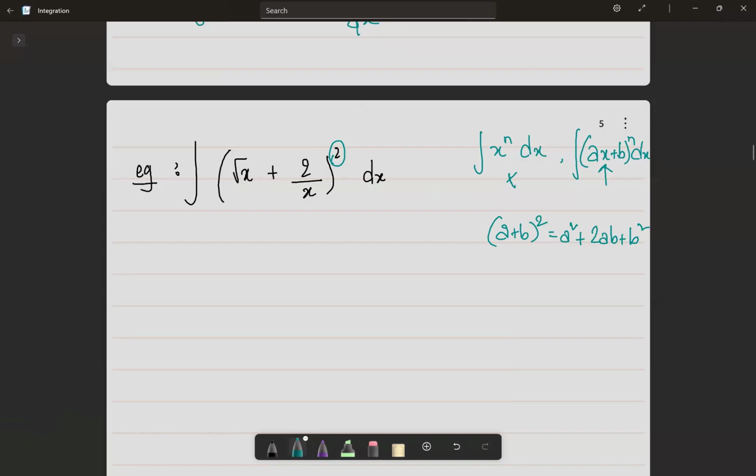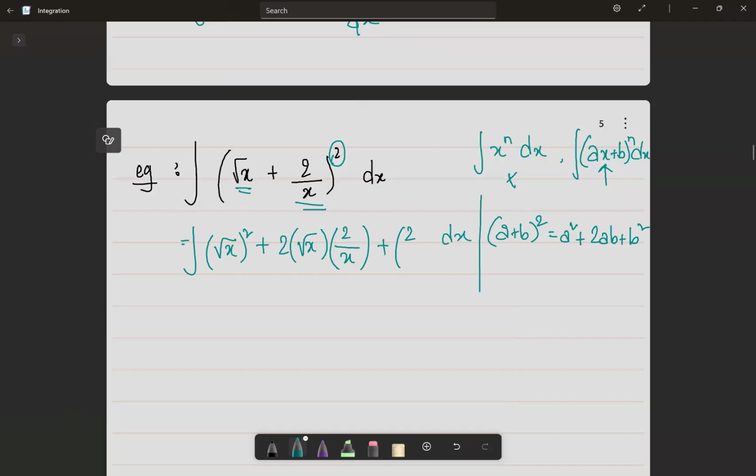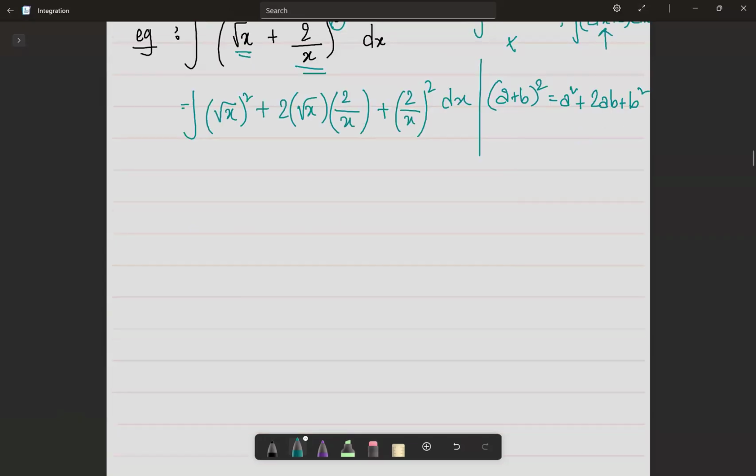So if we apply, what will we get? Because we are not integrating yet, the integration sign and the dx sign remain. This one is our a, this one is our b. So a square plus 2ab plus b square. So what does this give us? Integration of root x square. We know that the square and the root get cancelled out, so we will only be left with x in here.